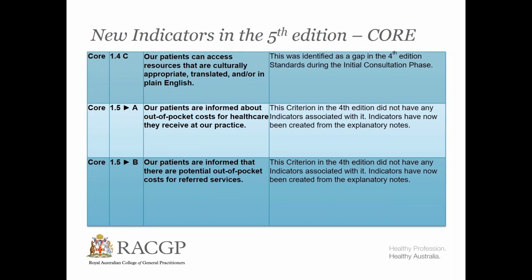In the core module, there are 11 new indicators, which includes 1.4c, our patients can access resources that are culturally appropriate, translated and/or in plain English. Core 1.5a, our patients are informed about out-of-pocket costs for the healthcare they receive at our practice. And Core 1.5b, our patients are informed that there are potential out-of-pocket costs for referred services.